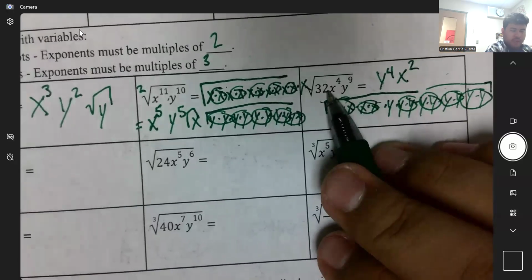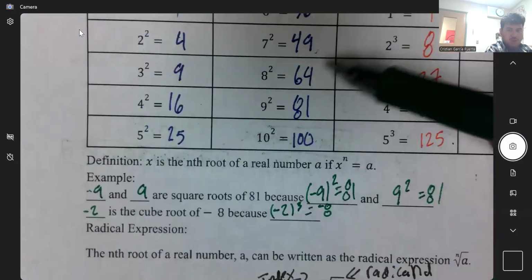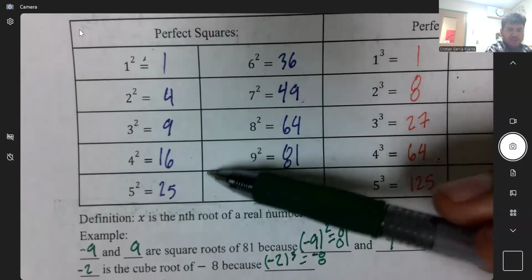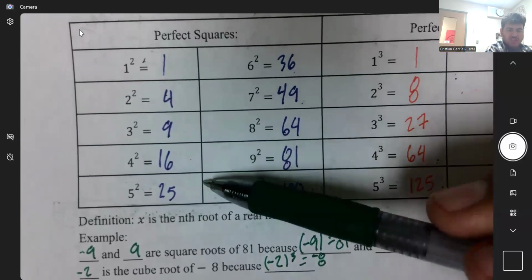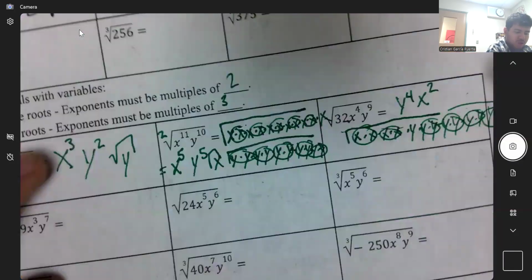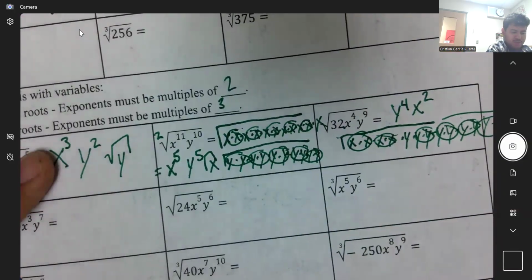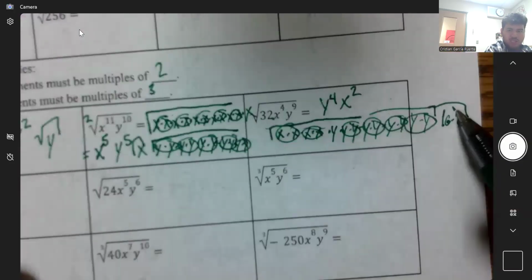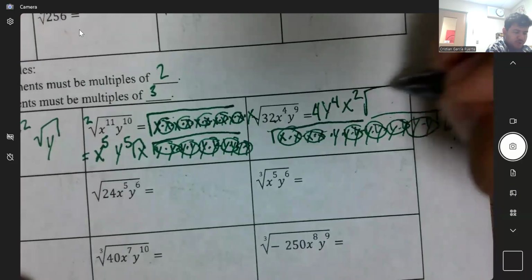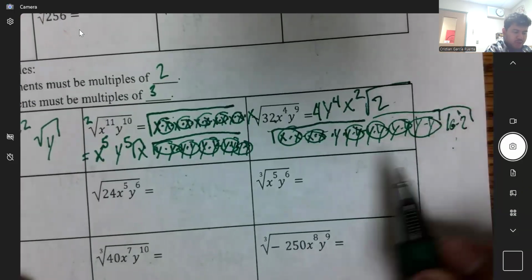And now for the square root of 32, you look back. Is 32 one of the numbers on the list? No. So you have to look at what the biggest number that divides 32 is. 36 doesn't. Does 25 divide 32? No. The 16? Yes. 16 times what gives you 32? 16 times 2. So right here, you'll have 16 times 2, but the square root of 16 is just 4. So put the 4 right here. And then what are you left over with? A 2 and a y.